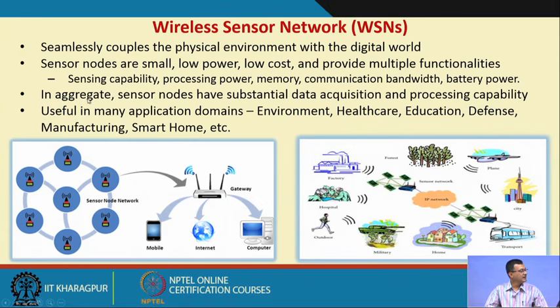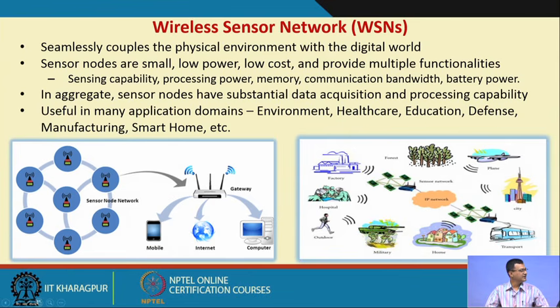In aggregate, sensor nodes have substantial data acquisition and processing capability. So, usually when used in aggregation mode, they are primarily acquiring data and doing some sort of processing and pushing it to the next node or to the sink node. So, useful in many applications, and we know already that environmental, healthcare, education, defense, manufacturing, smartphones, and anything where you require some sort of sensing and monitoring of things.